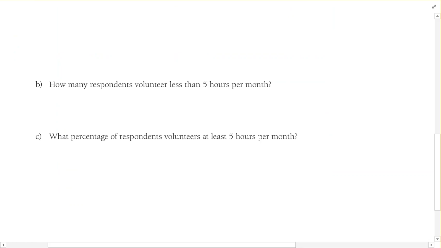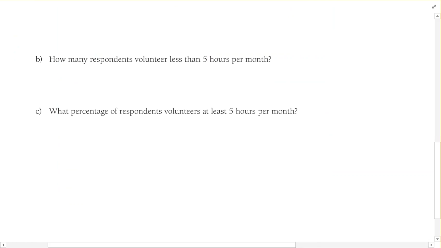Part B: how many respondents volunteer less than 5 hours per month? C: what percentage of respondents volunteers at least 5 hours per month?